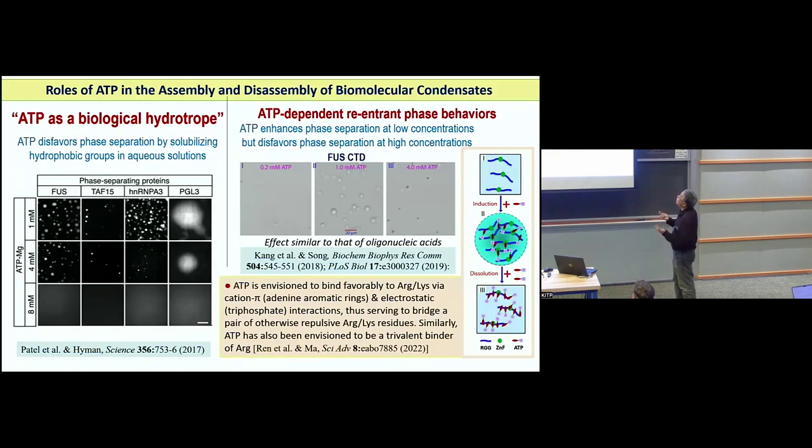ATP plays various roles in the assembly and disassembly of molecular condensates. This is an earlier study showing that ATP can dissolve condensates, but a later study showed that ATP can actually induce some kinds of reentrance phase separation. For the FUS C-terminal domain, only an intermediate concentration of ATP will give you phase separation. This is done by a group in Singapore.